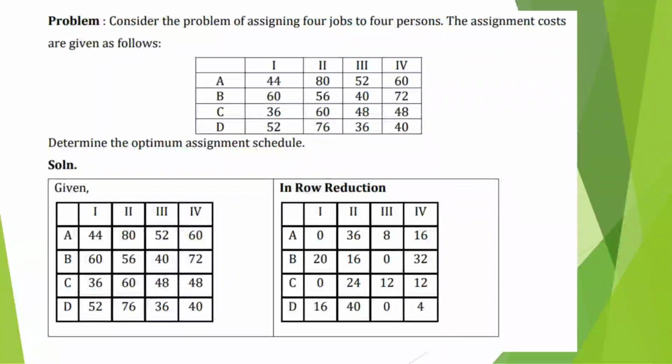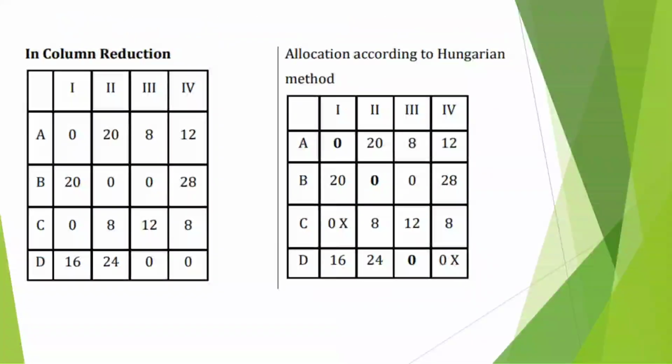So the problem is assigning 4 jobs to 4 persons. The cost matrix is given and we have to find the optimum assignment schedule. First we have to find the row reduction, that is, in each row we have to find the smallest element and subtract it from the corresponding elements of the row. Now we have obtained the row reduction. Similarly, we have to do the column reduction for the above obtained matrix. That is, column-wise we have to find the smallest element and subtract that smallest element from each corresponding column. So we can obtain the column reduction.